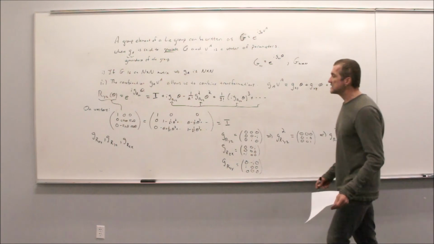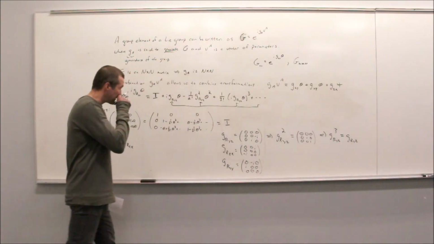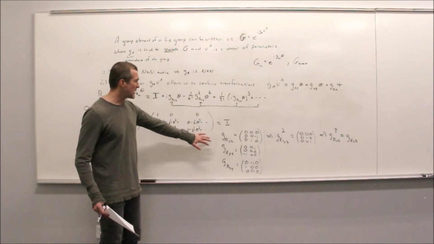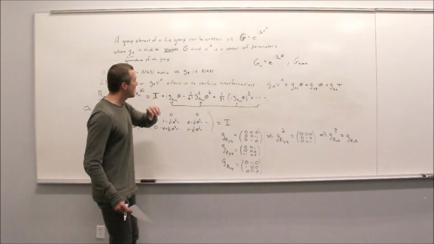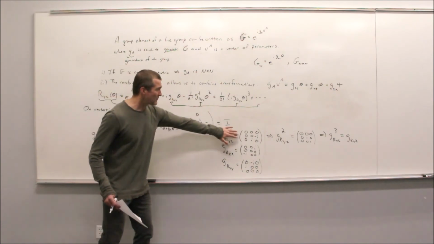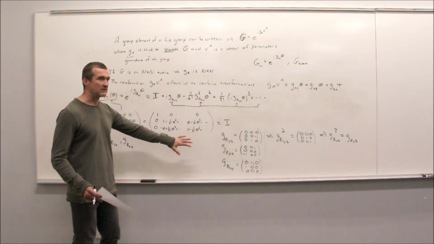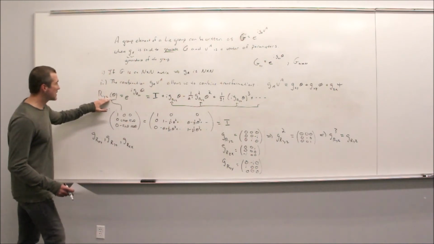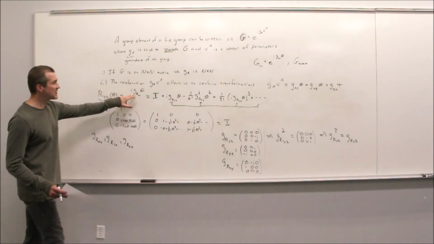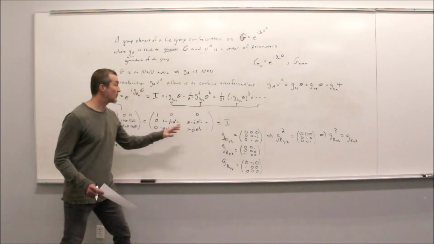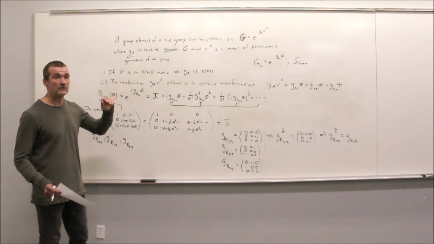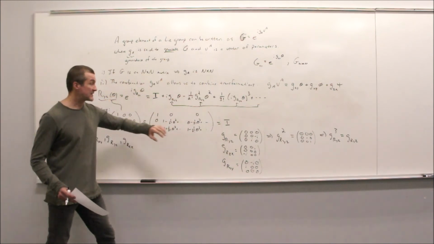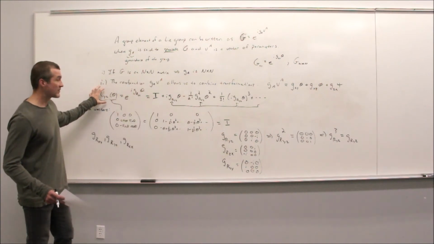So now these generators are these 3x3 matrices. Is this a rotation? No, this is not a rotation. A rotation you get by exponentiating a generator with an I and an angle, even though this is a 3x3 matrix and this is a 3x3 matrix.